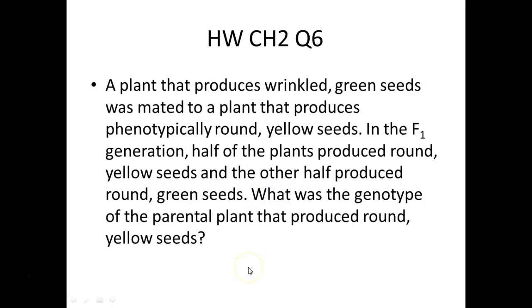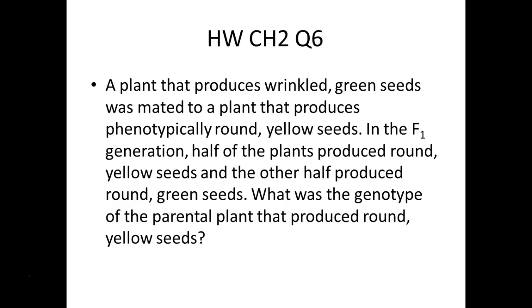So, the question for homework number 6 says: a plant that produces wrinkled green seeds was mated to a plant that produces phenotypically round and yellow seeds. In the F1 generation, half of the offspring produced round yellow seeds and the other half produced round green seeds. What was the phenotype of the parental plant that produced the round yellow seeds?